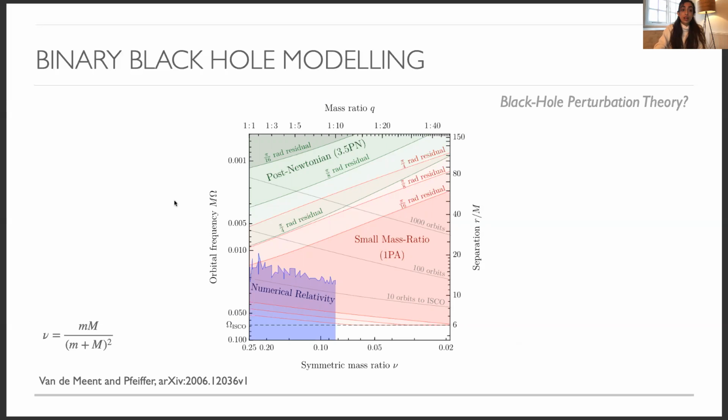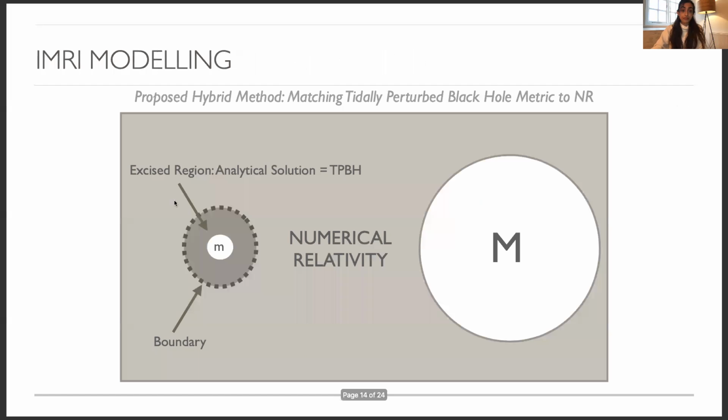So to complement the current efforts in attempting to bridge the modelling gap, our method hopes to hit the problem from a different angle. Our hybrid approach proposes to tackle the problem through a combination of black hole perturbation and numerical relativistic techniques.